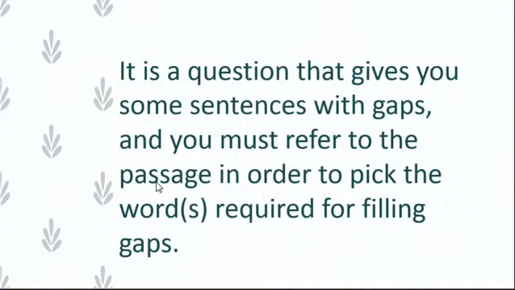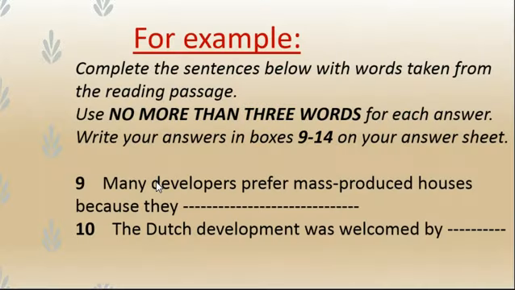It is a question that gives you some sentences with gaps, and you must refer to the passage in order to pick the word or words required for filling the gaps. For example, this is how the question looks. Complete the sentences below with words taken from the reading passage. Use no more than 3 words for each answer. Here you have the instructions of the question, which is called the rubric of the question.